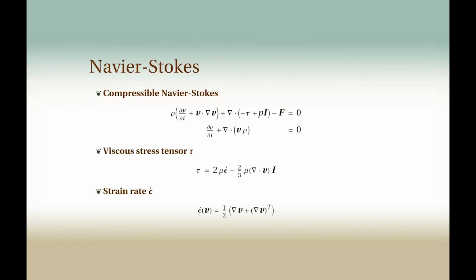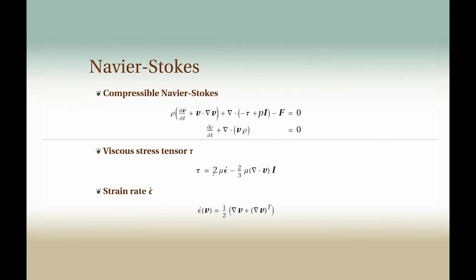Okay, a quick revision is compressible Navier-Stokes. So we've got a density, a velocity field U and V, and W in 3D, a convection component, and here we have the viscous stress tensor, pressure, and force. And this is the continuity equation. Yeah, so that's for the compressible Navier-Stokes equation.